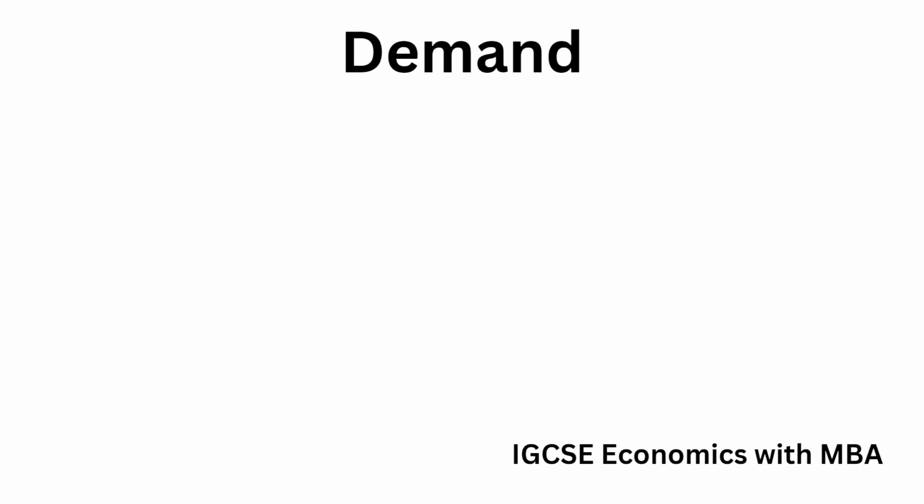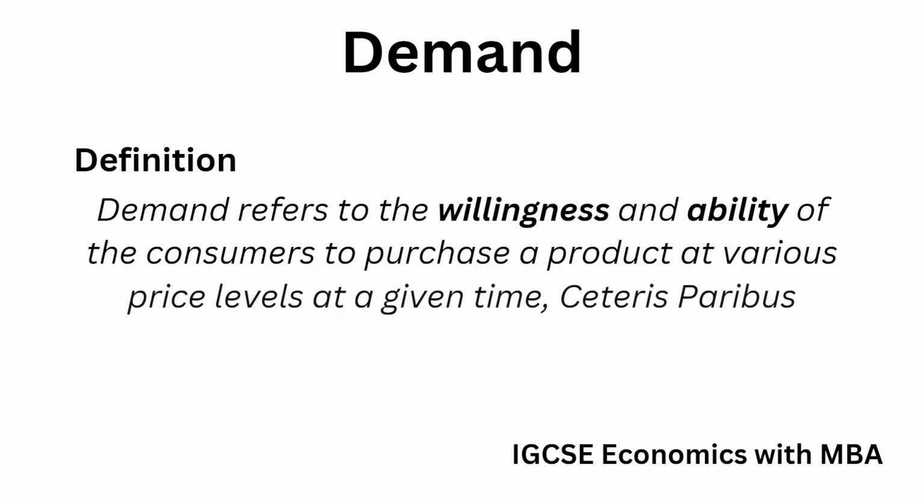So let's begin. What is demand? We are talking about the demand for a commodity right now. Demand for a product basically refers to the willingness and ability of the consumers to purchase that product at various price levels at a given period of time, ceteris paribus. You can ignore ceteris paribus for now, because I will cover the assumption in another video. In essence, demand refers to how many consumers are willing and able to buy that product at the given price.